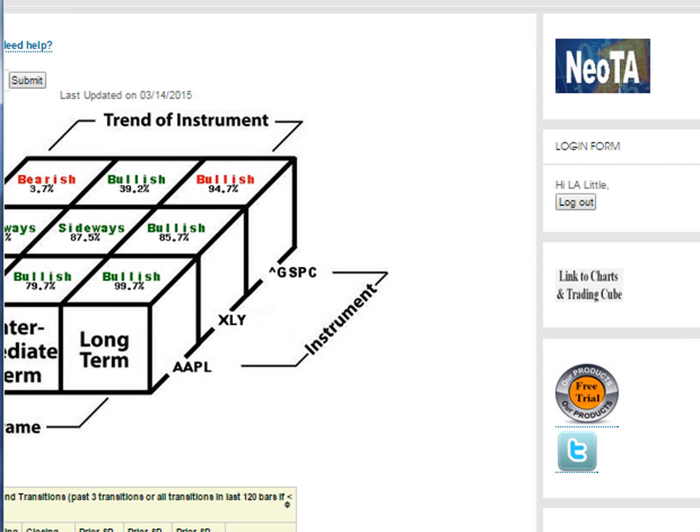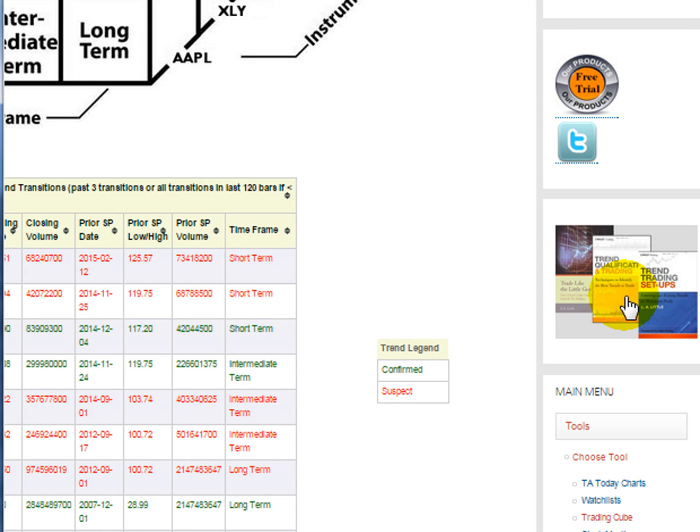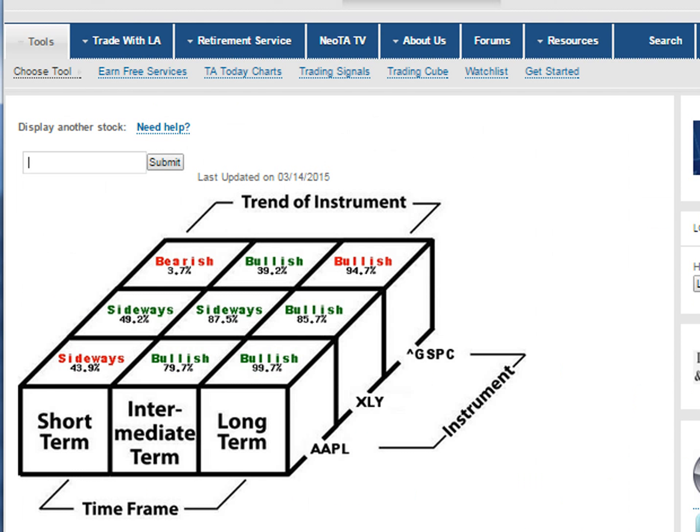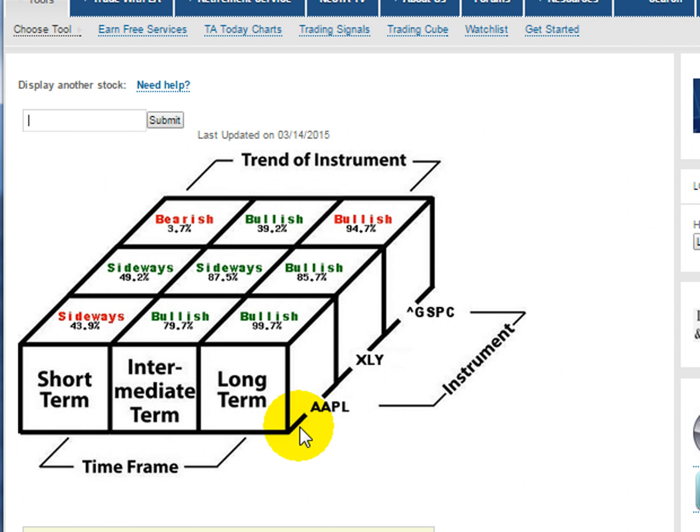Now, the concept of the trading cube was something that was talked about originally in the second book, Trend Trading Setups. The idea is that there is trend, we can measure trend, and we shouldn't look at it only for just one stock, one time frame, short term, which is what almost everybody does. Almost everybody's view when they're looking at stocks is this one little quadrant.